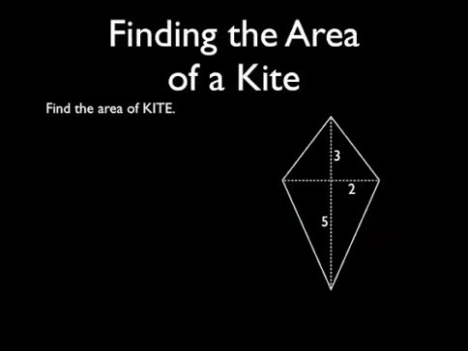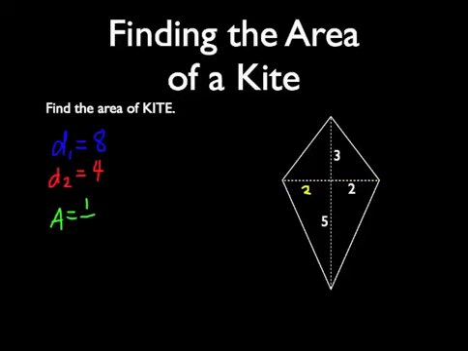Let's put this to use. Let's find the area of this beautiful kite here. You will notice that the primary diagonal is 3 plus 5. So the primary diagonal is 8. And the secondary diagonal is 2. And remember, it's been bisected, so this other half is also 2. So we get 2 plus 2, which is 4. So we now know our two diagonals are 8 and 4. So the area is going to be 1/2 times 8 times 4, which happens to be 16 square units.